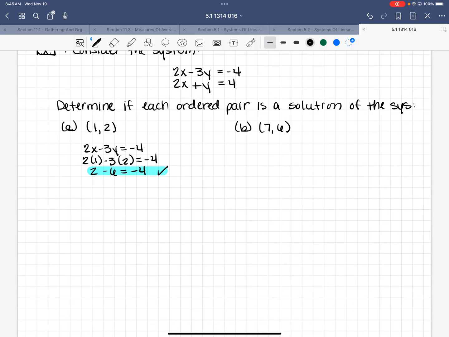I've got 2x plus y equals 4. And so I'm going to have 2 times 1 plus 2 is supposed to equal 4. That gives me 2 plus 2 equals 4. And sure enough, that is correct. So it works in the second one. So this is a solution to the system. Yes.